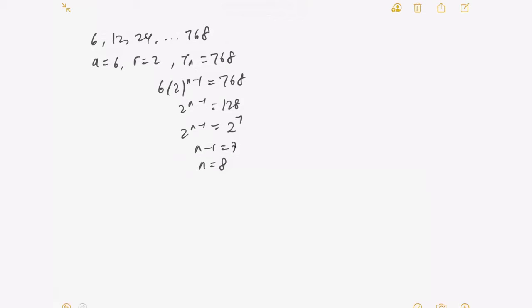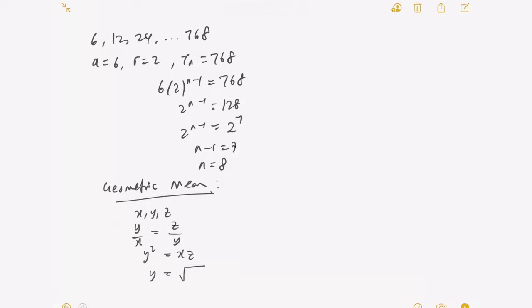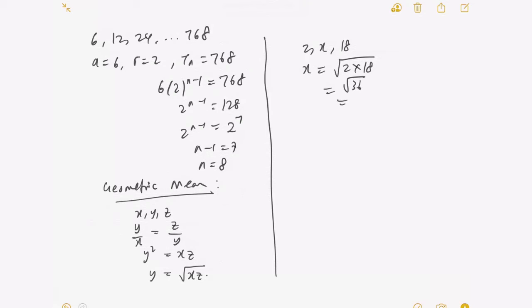Right. Now, we also have something called the geometric mean. What is a geometric mean? If you have 3 consecutive terms x, y, z, we know y over x will give us the same ratio as z over y. So your y squared is xz, and y is the square root of xz. Let's say I have 3 consecutive terms 2, x and 18. The middle term is actually the square root of the other 2 terms multiplied together. In this case, the square root of 36 is just 6.